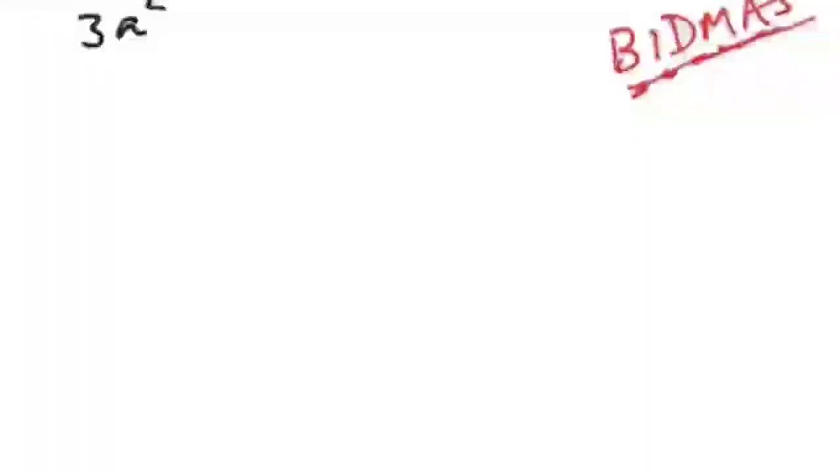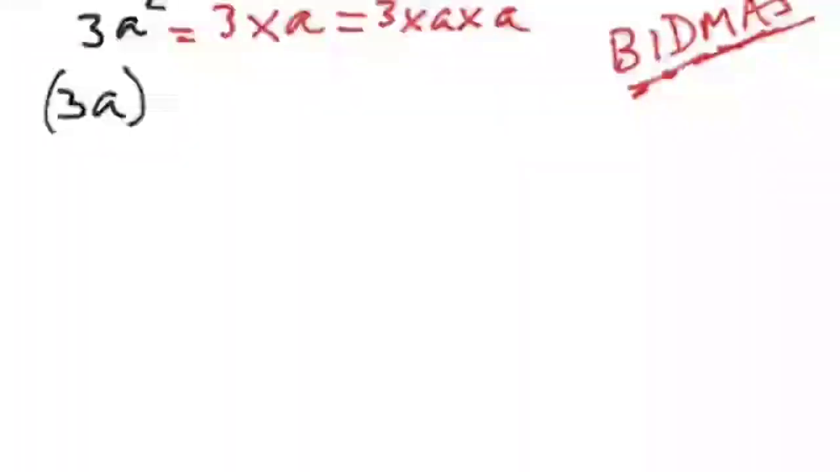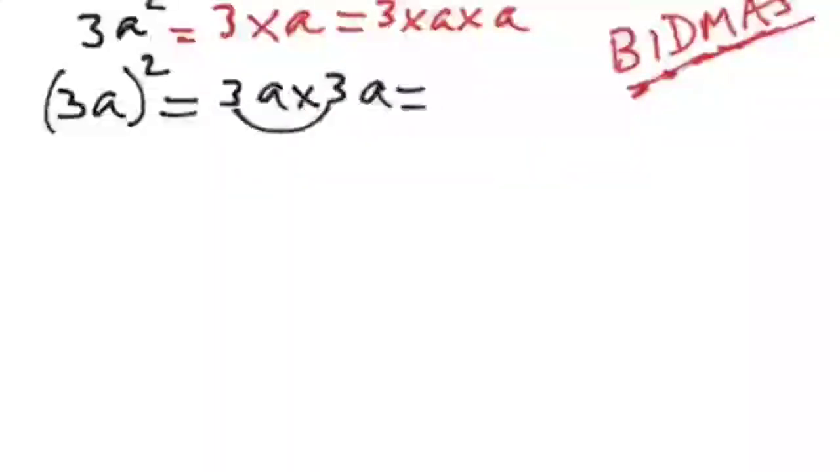Now let's consider something else. Suppose we look at 3a squared. What would it mean? We need to go back and think about the order: brackets, indices, division, multiplication, addition and subtraction. So we need to do the indices first before multiplication. So this means 3 times a squared, which is 3 times a times a. Don't think that (3a) whole squared is equal to 3a squared. That equals 3a times 3a, which equals 9a squared.